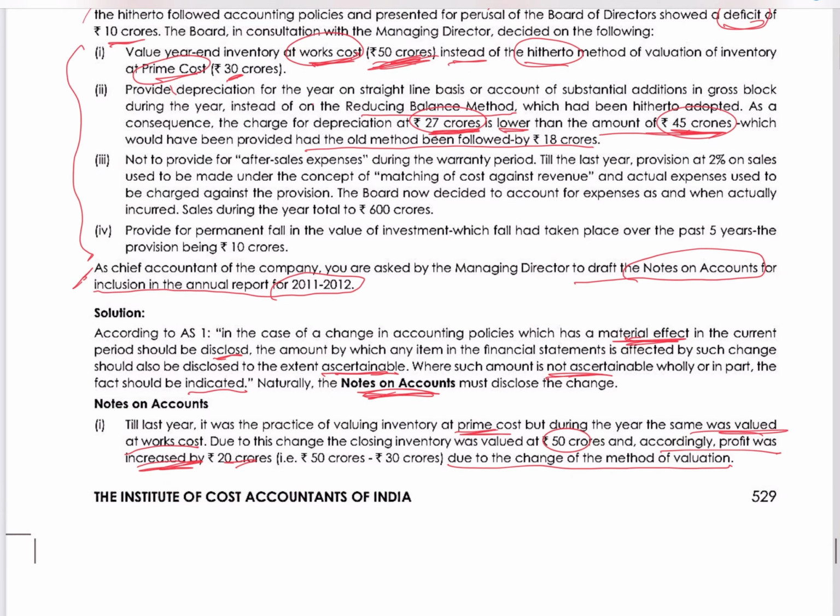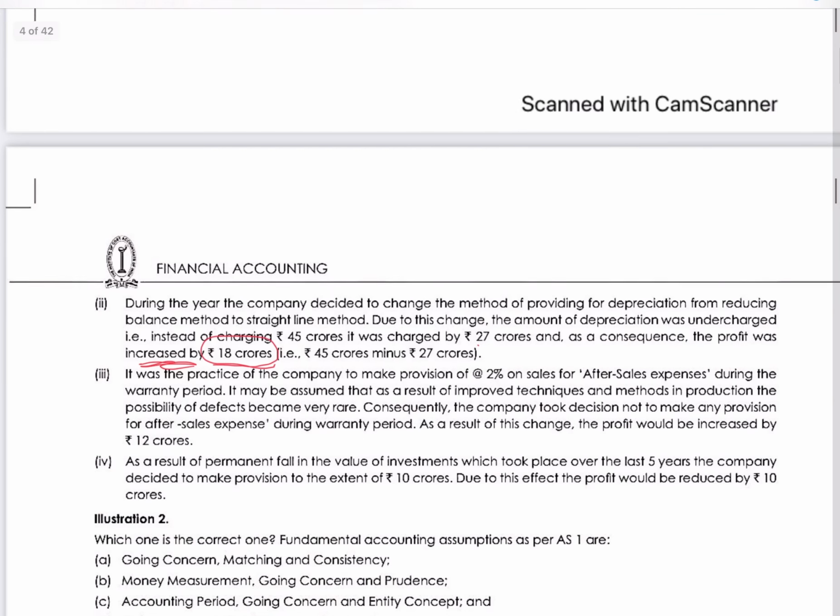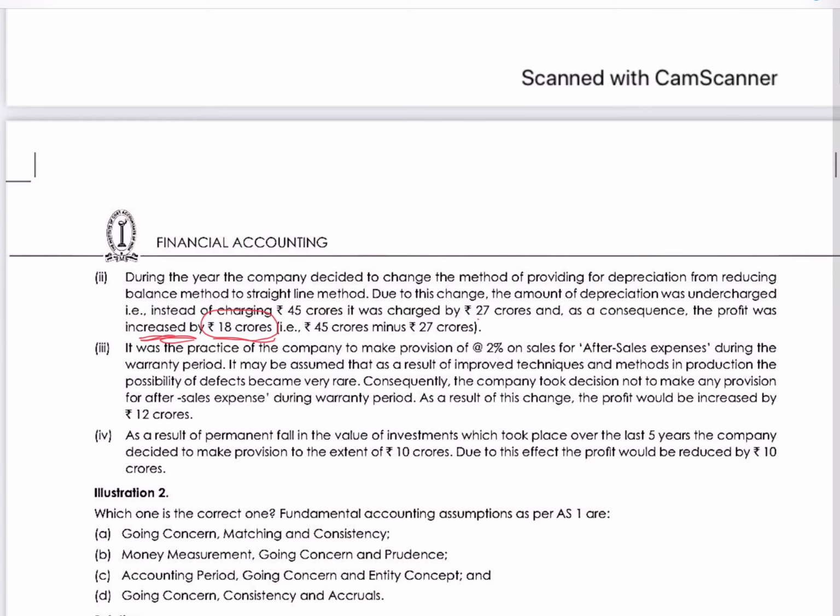So, what has happened? Earlier they were making provisions. Now they are not planning to provide it. Provisions we were showing meant we were showing expenses, and now further they are not planning provisions. So we are not showing that expense, so our profits will get increased.